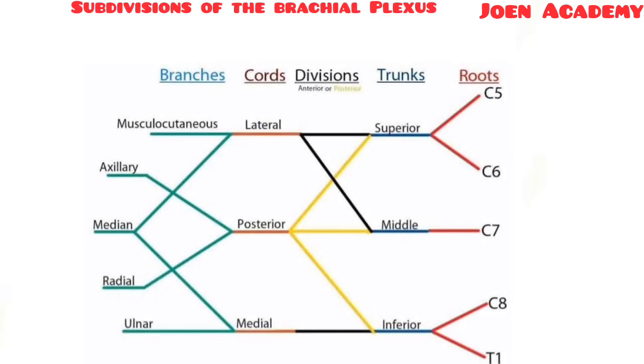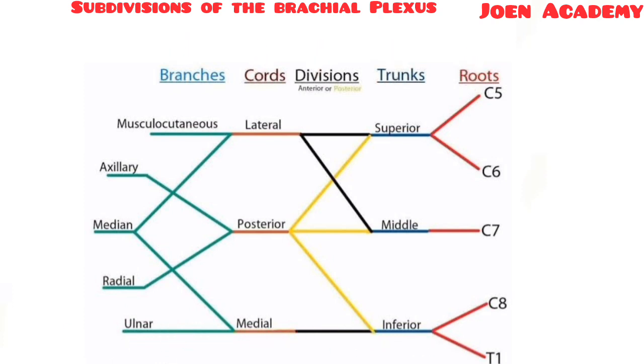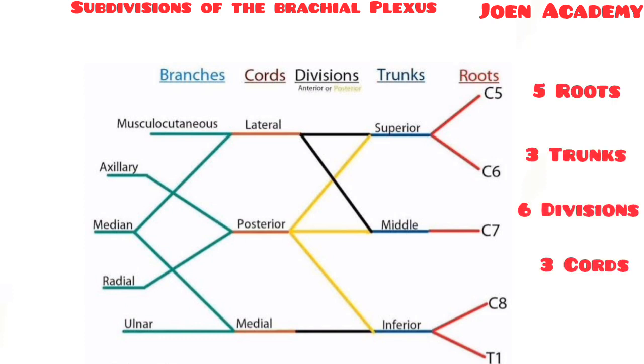The brachial plexus is subdivided into roots, trunks, divisions, cords, and the branches. A lot of mnemonics can be used to remember these architectures. Example is, "really tired, drink coffee black." Really stands for the roots, tired stands for trunk, drink stands for divisions, coffee stands for cords, and black stands for branches. Ordinarily, the brachial plexus is composed of 5 roots, 3 trunks, 6 divisions, 3 cords, and terminal branches. We will take them one after the other.